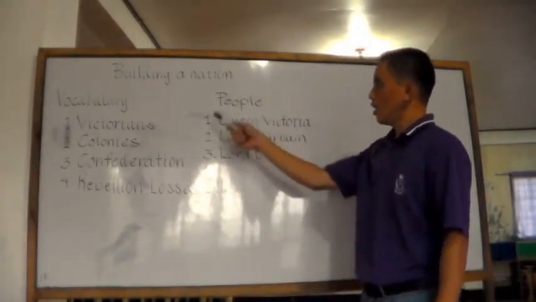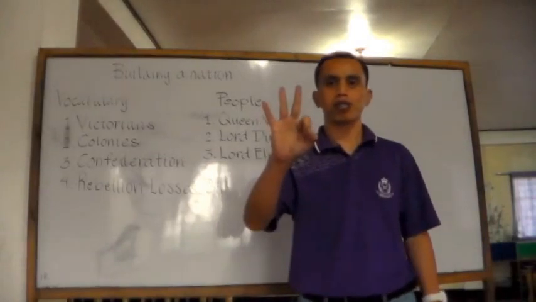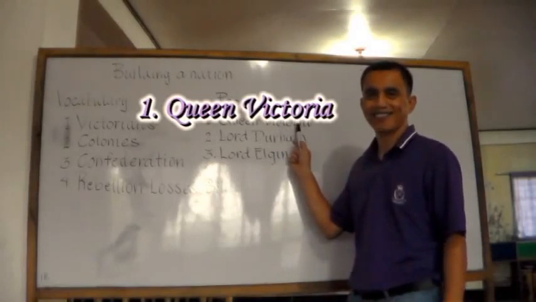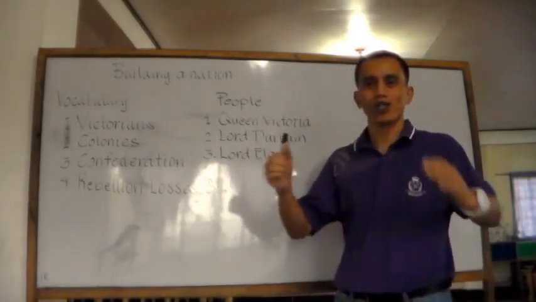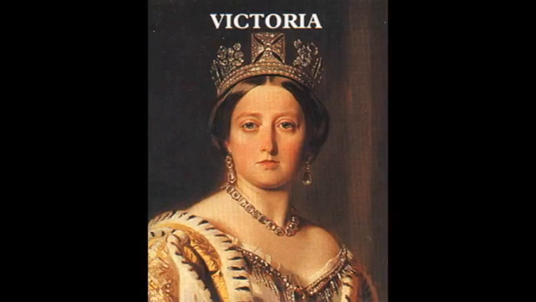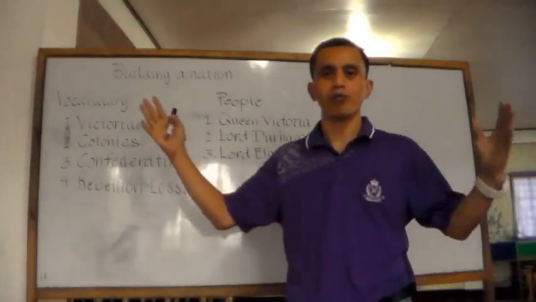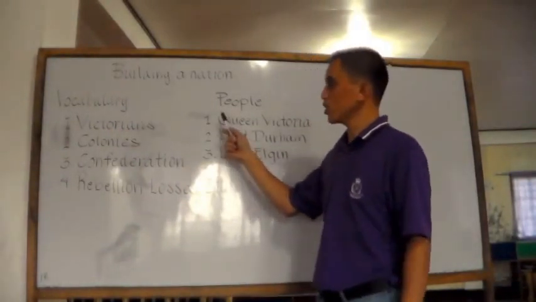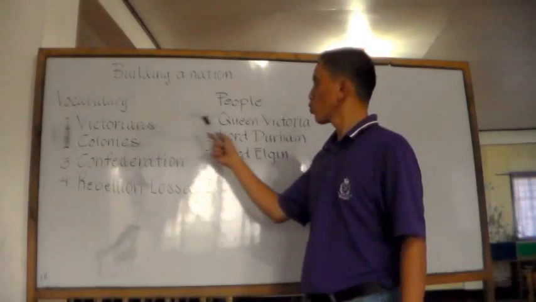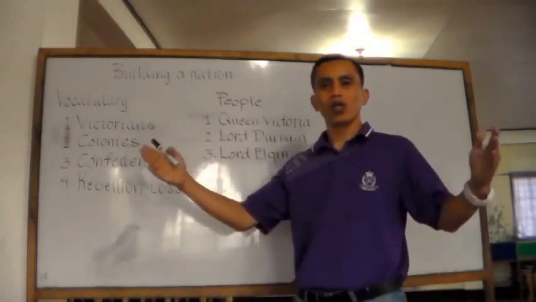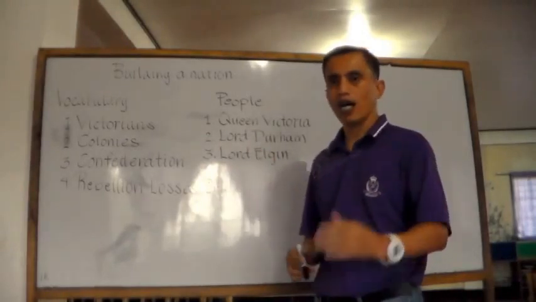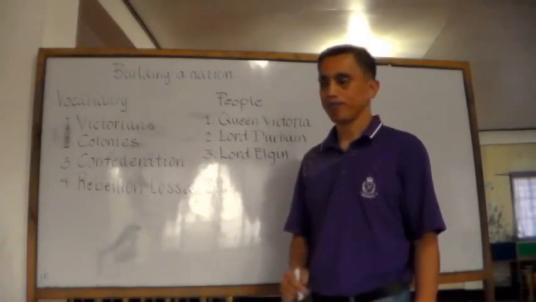Now, I want to introduce three famous people. Number one, Queen Victoria. Of course, you know, Queen Victoria is the queen. She is the subject of all this lesson. Okay? She is the one, the center of everything, because Queen Victoria is the ruler of the Victorian people. Queen Victoria was the Queen of England when? That was in 1837 up to 1901.